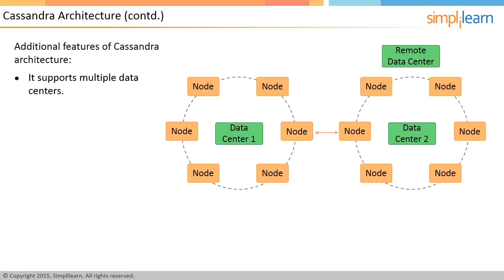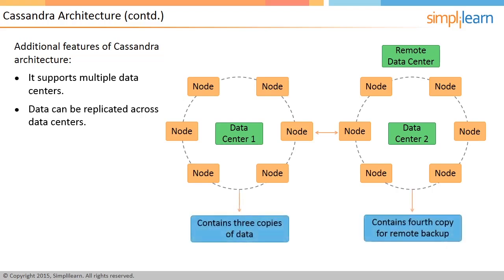Cassandra architecture supports multiple data centers. Data can be replicated across data centers. You can keep 3 copies of data in one data center and a 4th copy in a remote data center for remote backup. Data reads prefer a local data center to a remote data center.